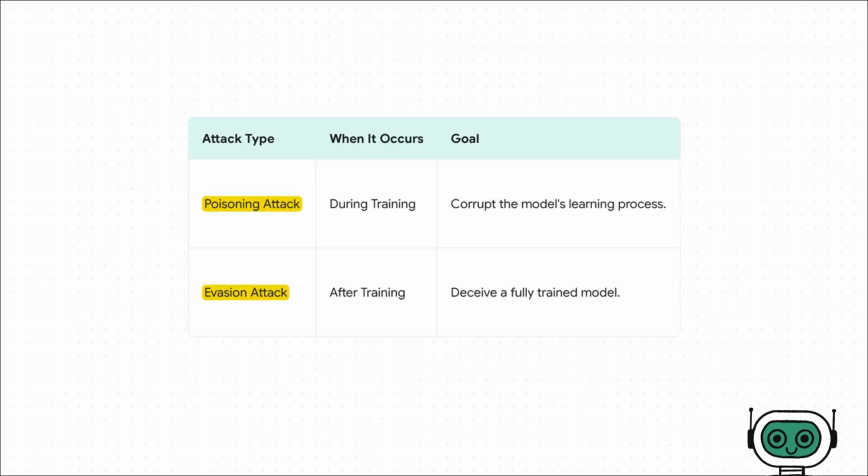We also categorize them by when they happen. A poisoning attack happens while the model is still learning. Think of it like someone sneaking mislabeled photos into the guard's training manual. An attacker might subtly add thousands of images of stop signs labeled as speed limit to a giant dataset. The more common type, though, is an evasion attack. That's our panda example. This happens after the model is fully trained and out in the world, and the goal is just to fool it with one cleverly designed input.